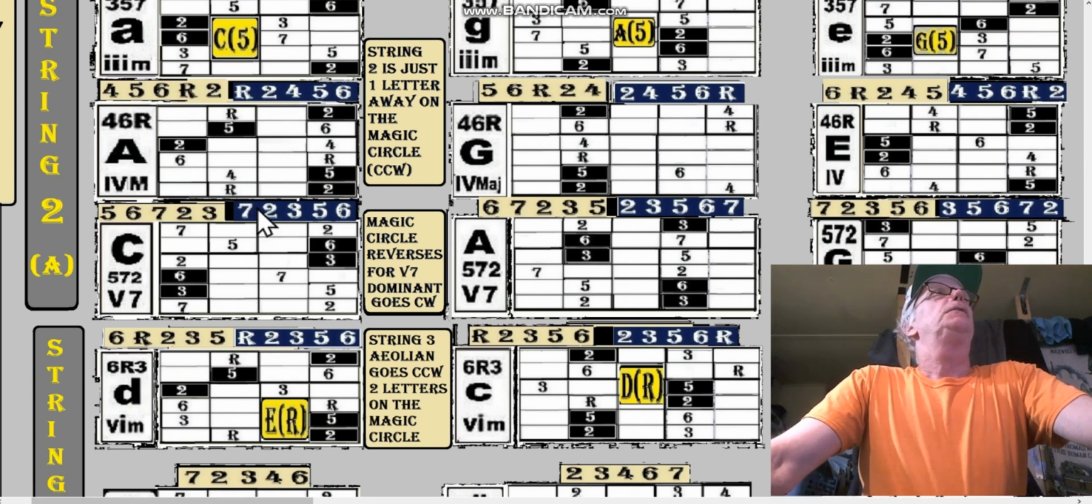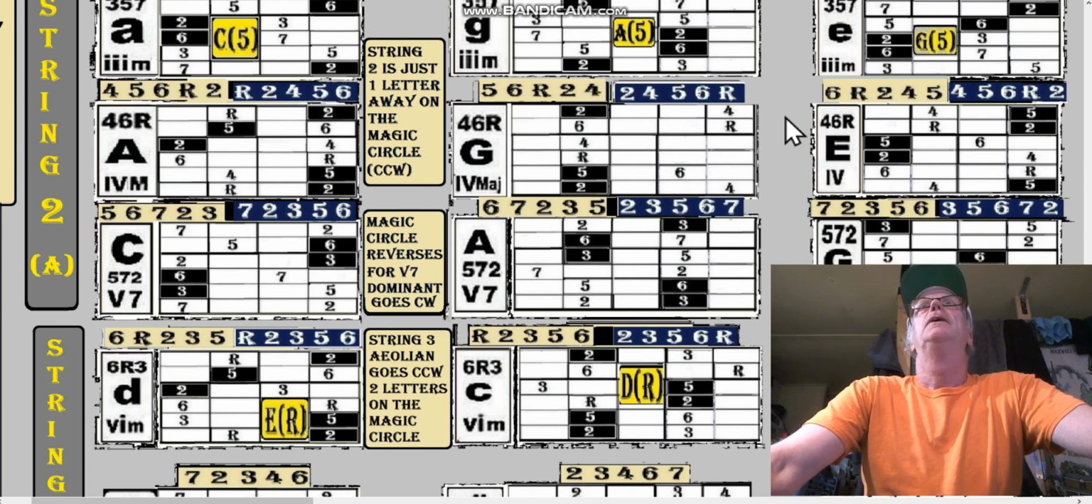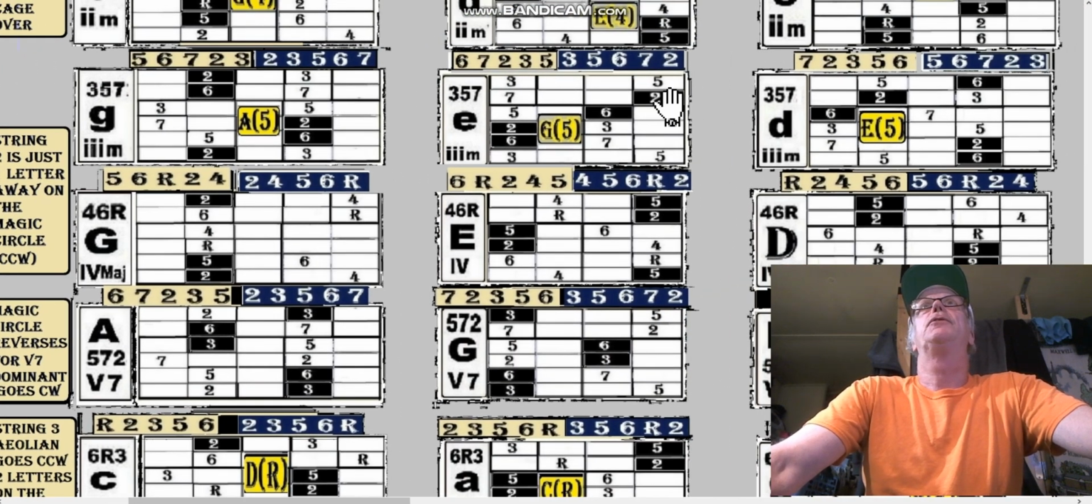So you'll see in the black or inverted color that we have a perfect shape to start there. The 7 starts on the 7 there. The root starts on the root there. Therefore we can play an A major shape. The 7 starts on the 7th there. Therefore we can play a perfect C shape there. That is how the inverted colors work.